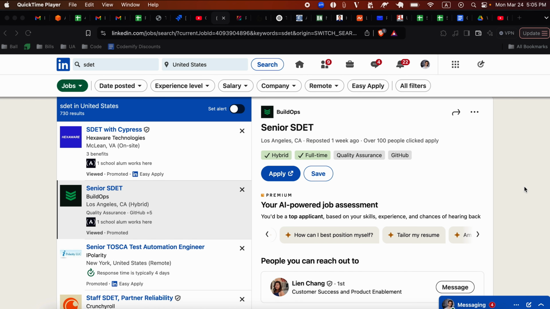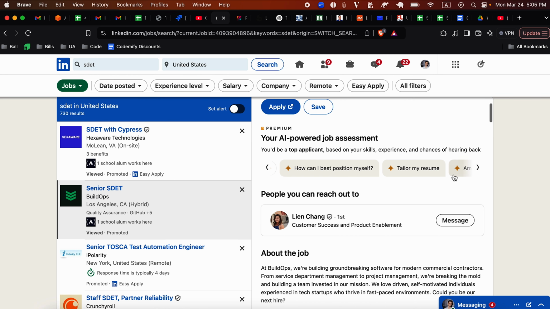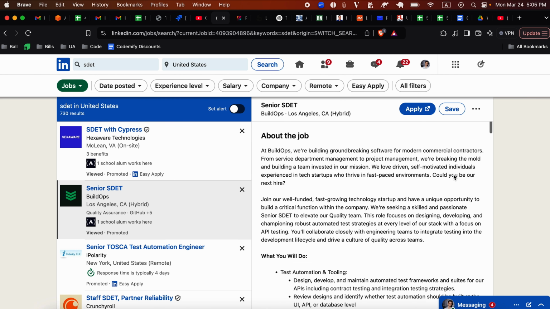Now, let's continue. Let's take a look at this SDET position. I've just searched for an SDET, and as you can see, I've picked the second job posting. The first one was pretty much empty with only a few lines of requirements, so I went to something that had a little more. And as you can see, we have 730 SDET positions on the US market as of now. Alrighty, let's scroll down and see what we got here.